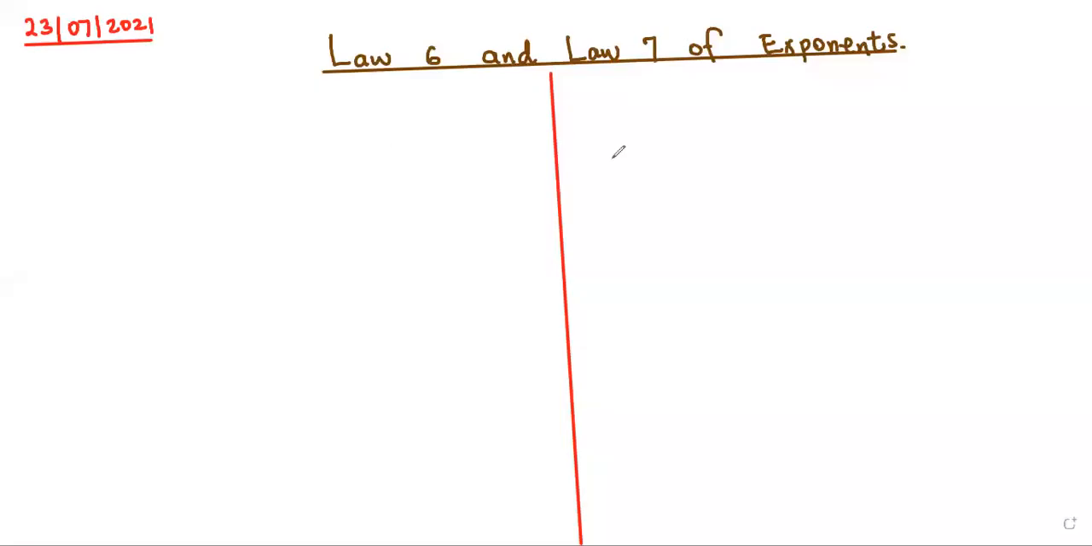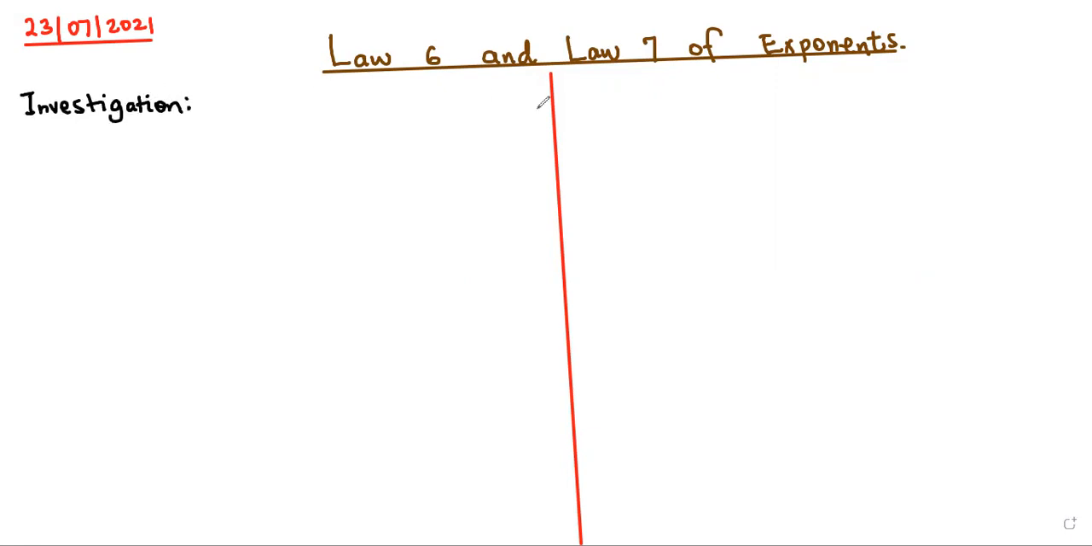Okay, so yesterday we looked at law 4 and 5 of exponents. So today we are going to look at law 7 and law 6 of exponents. Okay, so let's begin with law 6, and law 6 will let us go to law number 7. Now let's begin with the investigation as we do always.